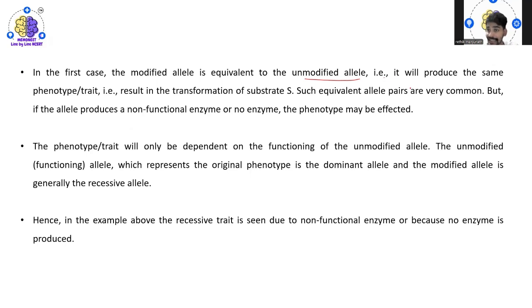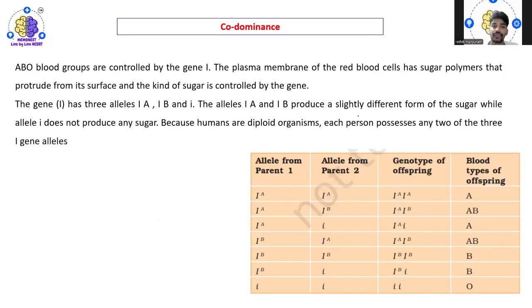Such equivalent alleles are very common, but if the allele produces a non-functional enzyme or no enzyme, then the phenotype might be affected. In the second case, the phenotypic trait will only depend on the functioning of the unmodified allele. So the unmodified functional allele, which represents the original phenotype, is the dominant allele, and the modified allele is generally the recessive allele. Hence, in the examples that I have discussed, the recessive trait is seen due to non-functional enzymes or because no enzymes are produced.